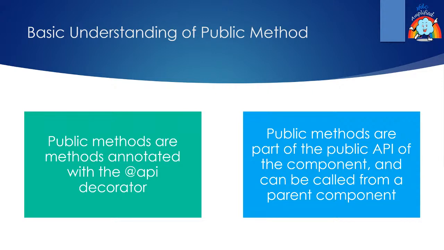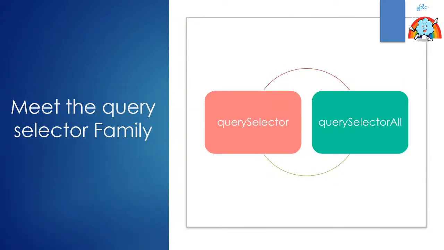The way we saw that we can call the public property from the parent component, the same way we can call the public method as well. So that's what we will be seeing. Meet the query selector family. Before that, we will be understanding the query selector, because with query selector we can select a particular element from the DOM. That's why it is important. There is query selector and then there is query selector all.